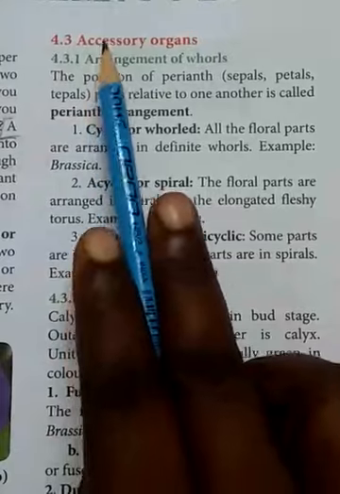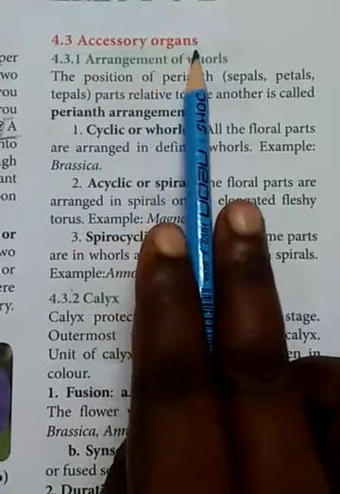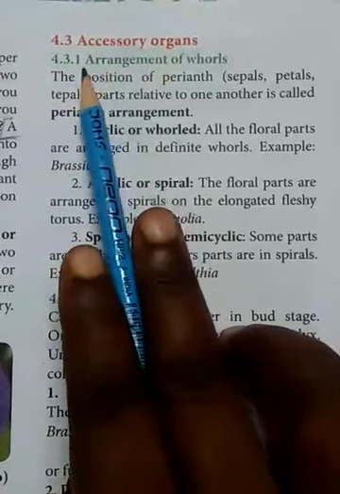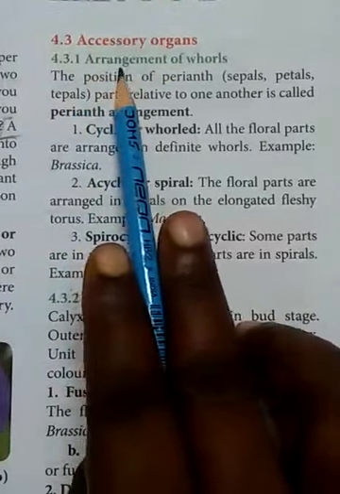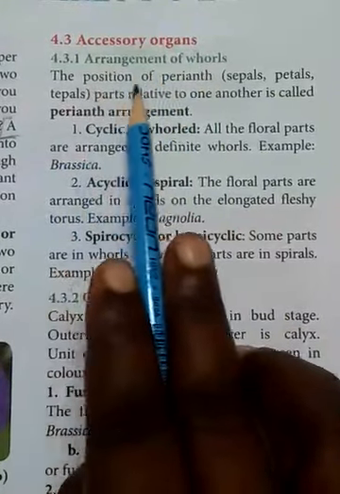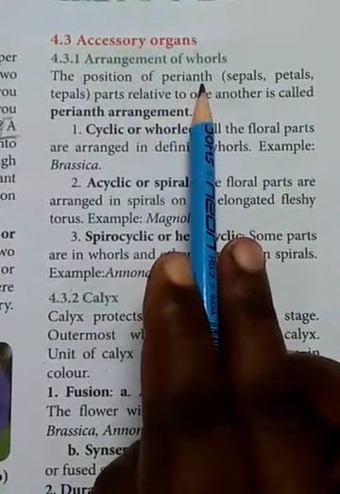So here, first let's study about the accessory organs of the flower. These accessory organs we are going to study under a few headings. First one, we are going to study about the arrangement of the whorls. So, position of the perianth.